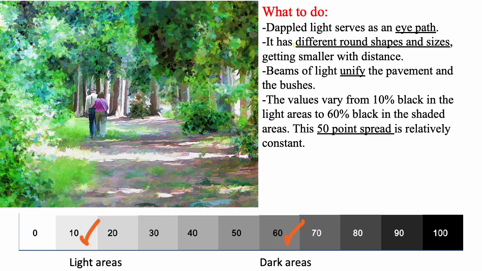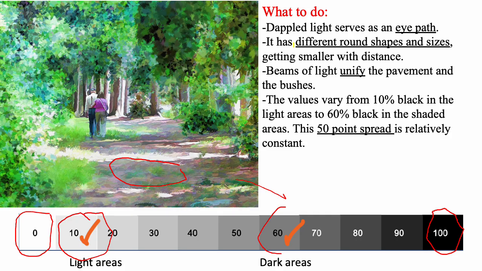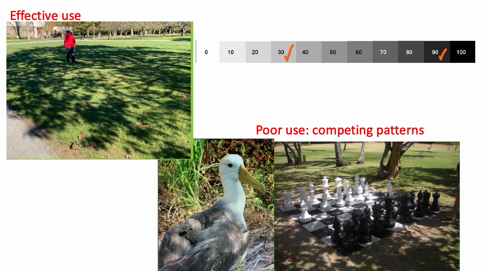In this picture, we see different colors in the shade, but not in the light areas, making the light seem intense, as if bleaching out details and colors. I compared the values to Photoshop scale, where 0% black is white and 100% black is black. For the light areas, they're about 10% black, and the dark areas here are about 60% black, so that's a 50-point spread. The dappled light here serves as an eye path leading to the focus, which is the red coat.